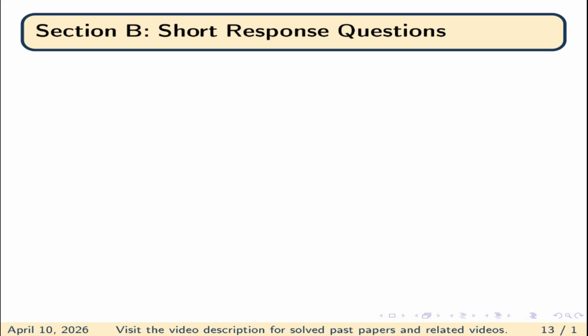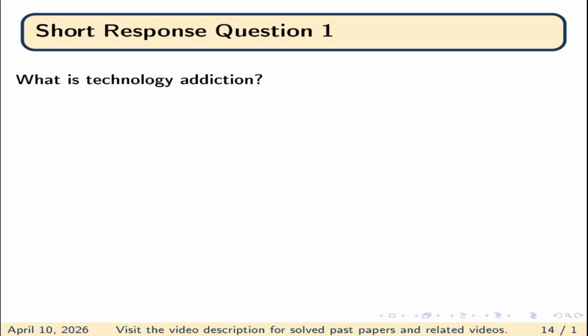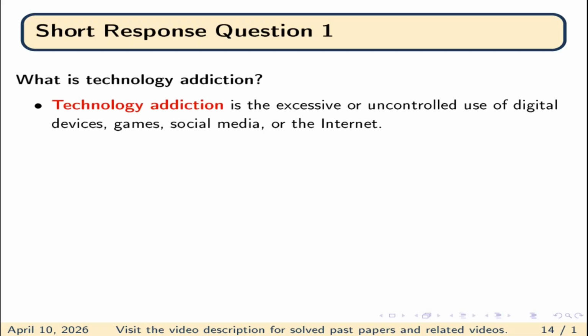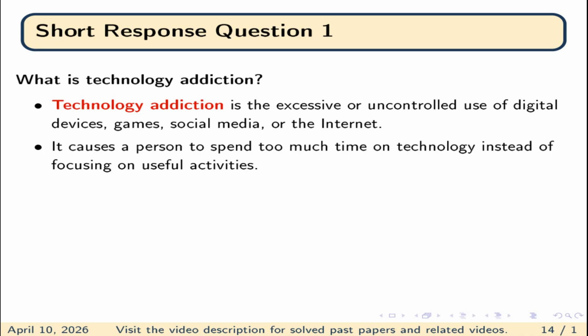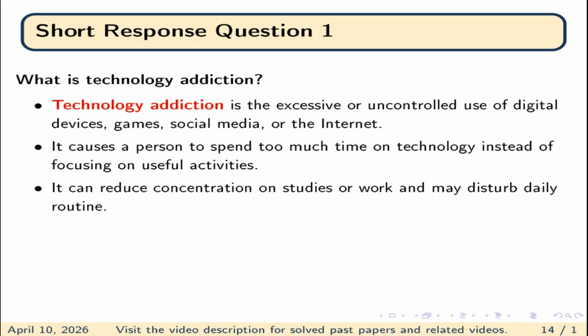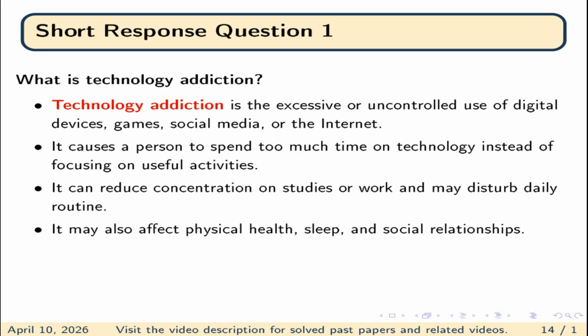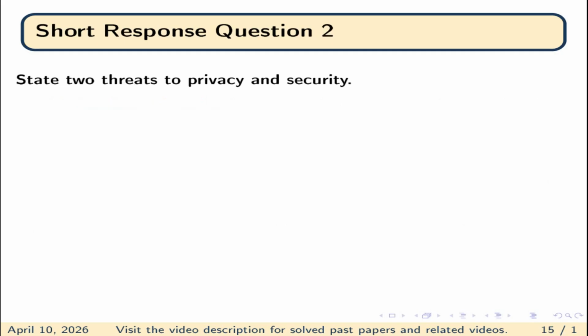Section B is about short response questions. What is technology addiction? Technology addiction is the excessive or uncontrolled use of digital devices, games, social media, or the internet. It causes a person to spend too much time on technology instead of focusing on useful activities. It can reduce concentration on studies or work and may disturb daily routine. It may also affect physical health, sleep, and social relationships.